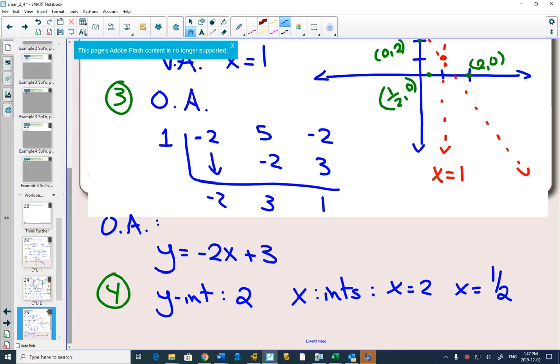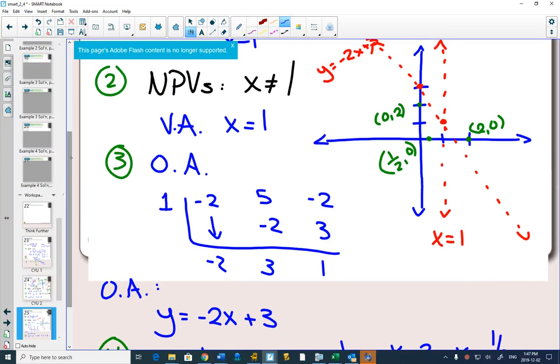And now we check, do we have enough points to graph? Well, x equals 1 separates your domain into two sections. Your oblique asymptote, just like your horizontal asymptotes, doesn't separate your graph into two separate domains. So the fact that I have 0, 2, and 1/2, 0, these are going to connect, and then we're going to go towards our asymptotes.